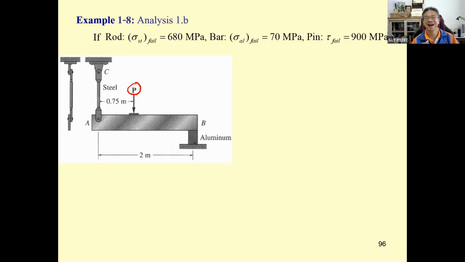For the simple way of chapter 1, we will not consider the beam AB. The beam AB will be considered in chapter 6. Now, we assume the beam AB is very strong. It can be very capable of taking care of the force P.